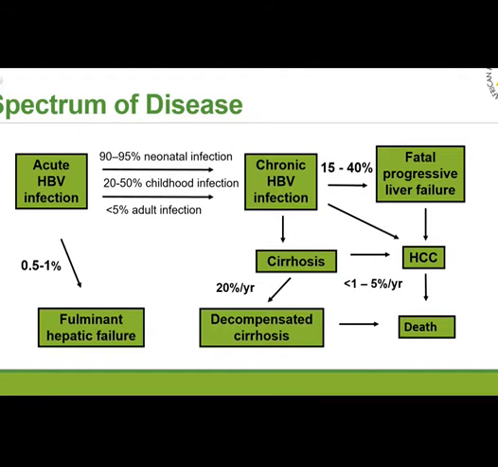Some of them can progress to fatal progressive liver failure. Some of them can develop hepatocellular carcinoma, and they can expire. Some of them can develop cirrhosis of the liver, and again they can develop decompensated cirrhosis, death and malignancy. A small number of patients who have acute hepatitis B can present with fulminant hepatic failure as a medical emergency.